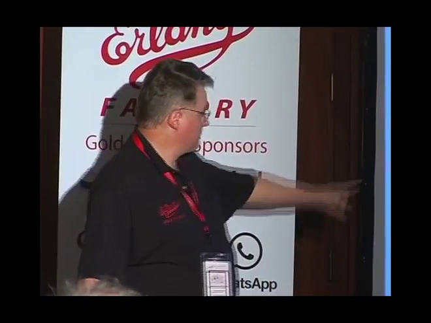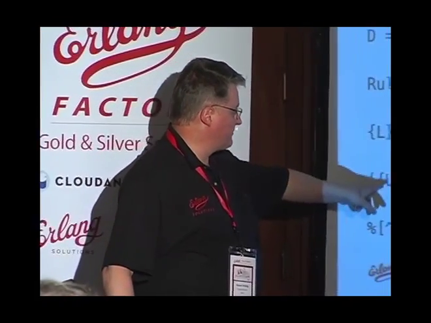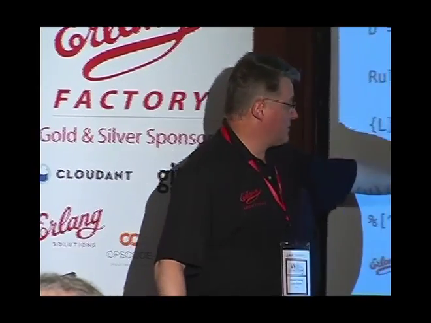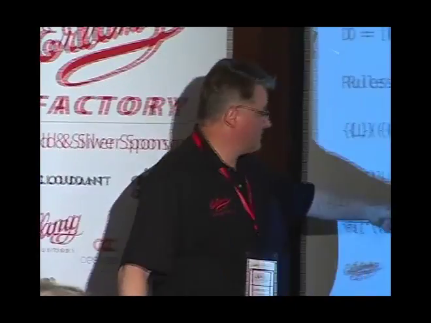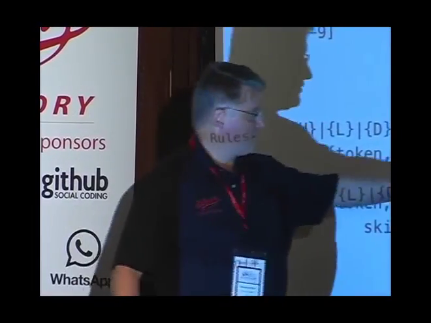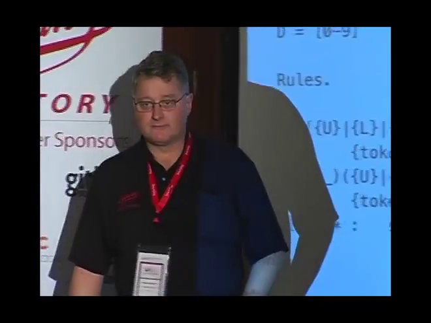I can do the same thing for variables. So a variable starts with an uppercase letter or an underscore, and it contains uppercase or lowercase letters, digits, or underscore, zero or more of them. And when I get one, I will return a token. This will be the var token on this line, and that's the actual value of the token.